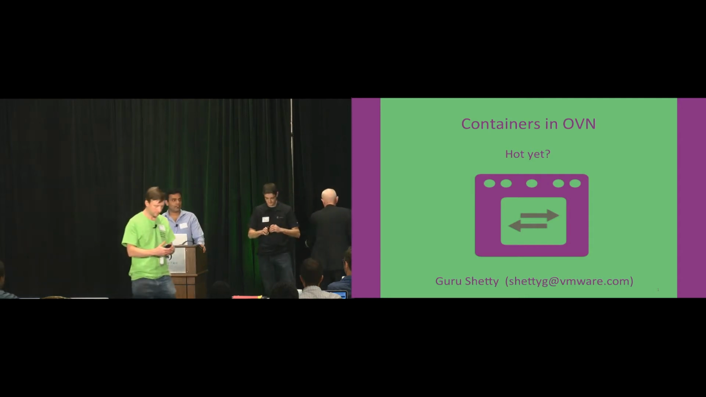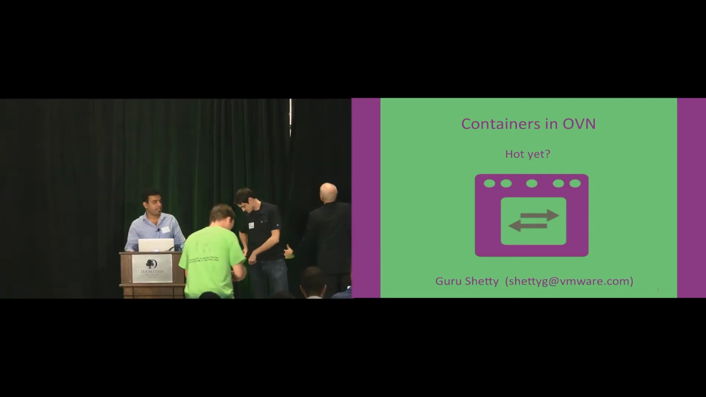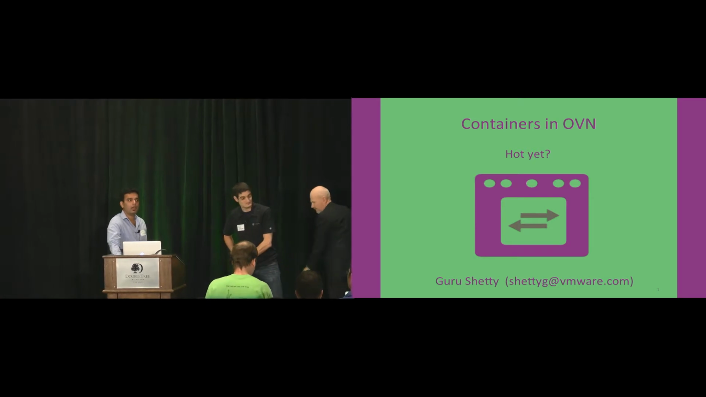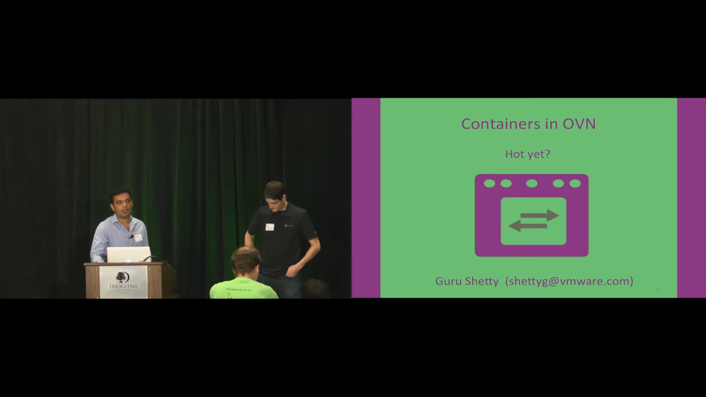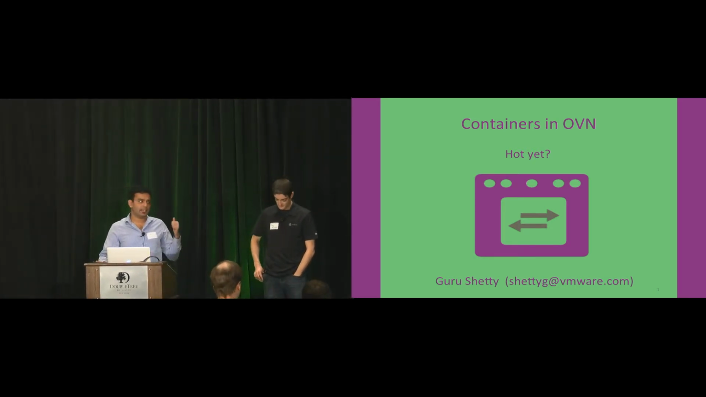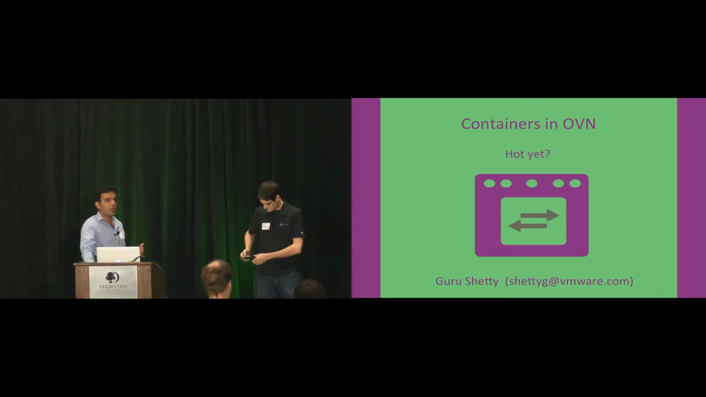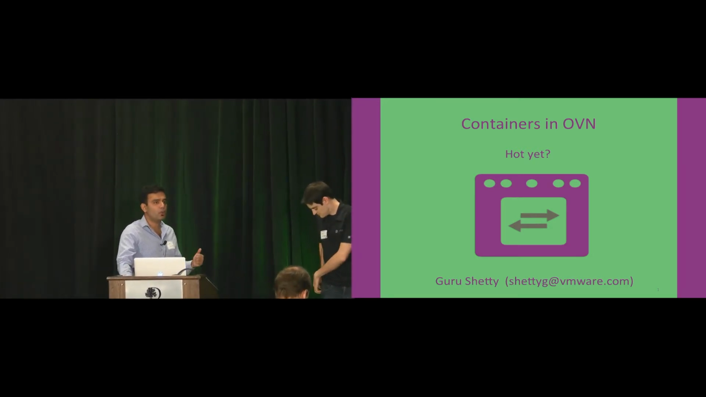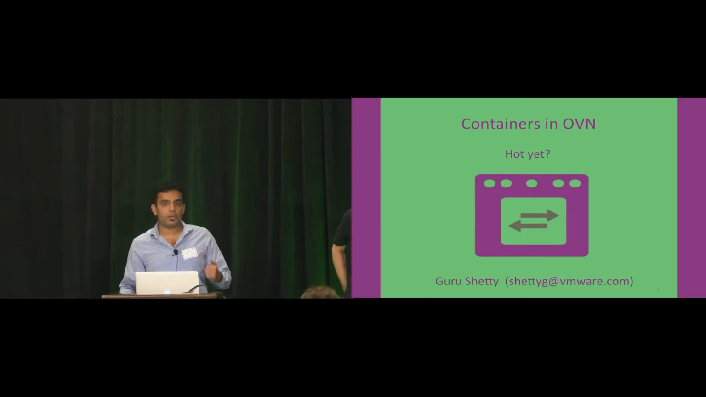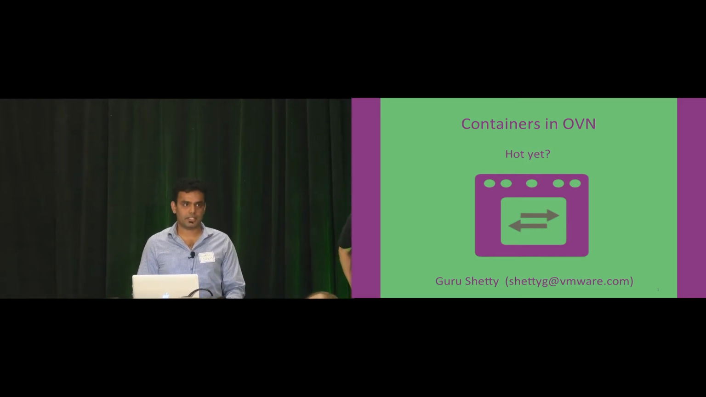Hello all. So we're going to do two talks, 15 minutes each. I will start with how OVN can provide networking to Docker and Kubernetes, and then Dan will take it up a notch and talk about how they use vSwitch for OpenShift, which is a platform as a service.